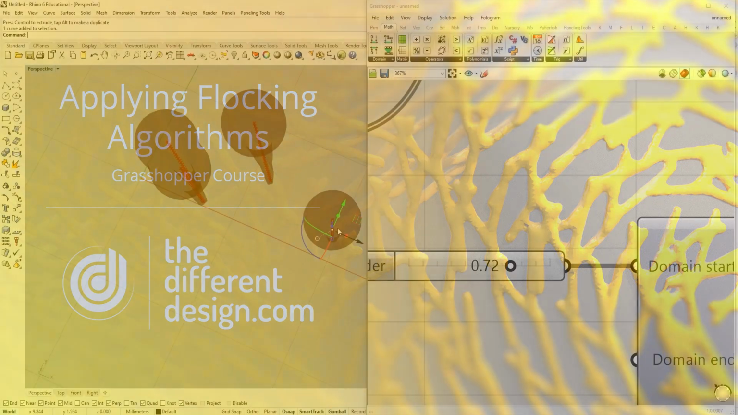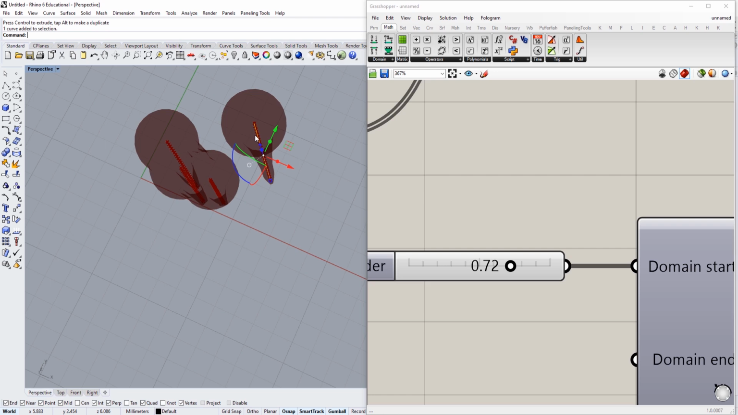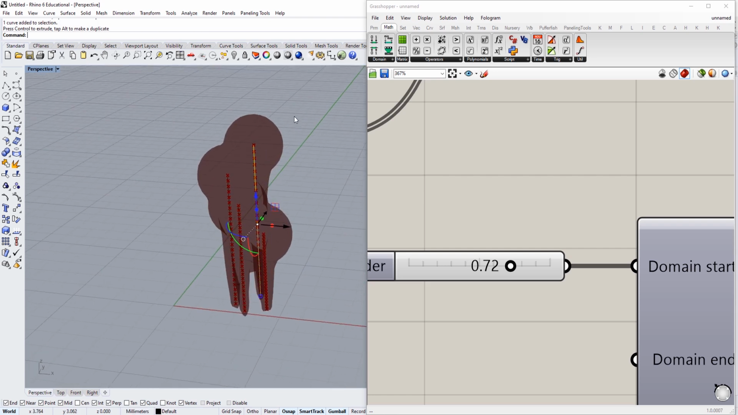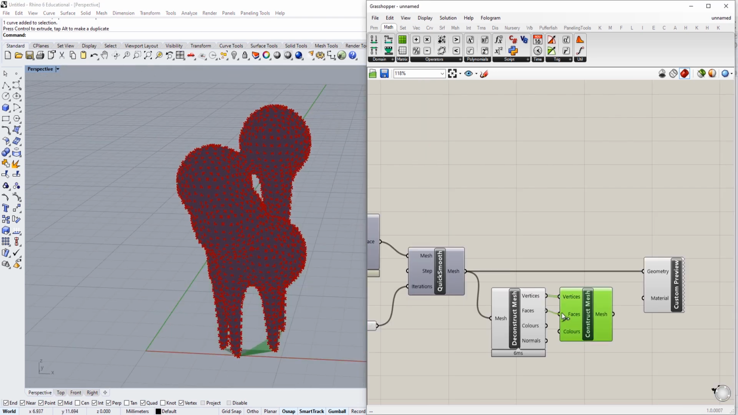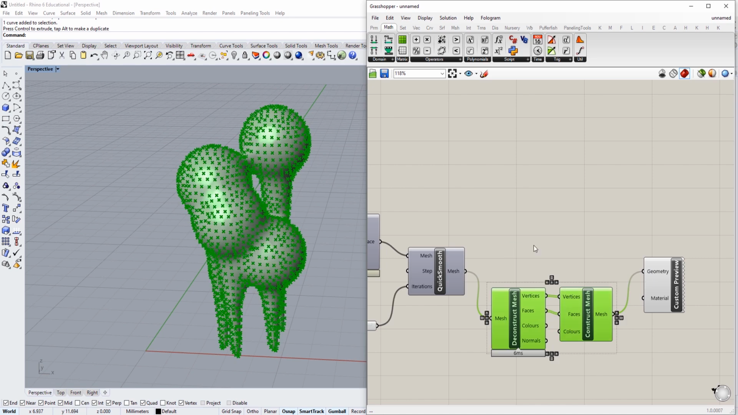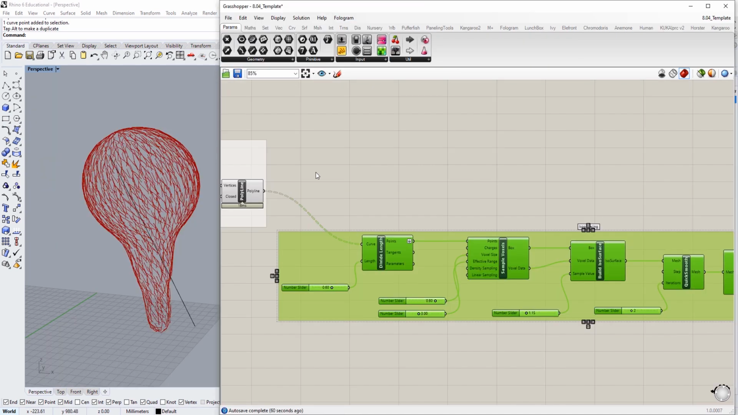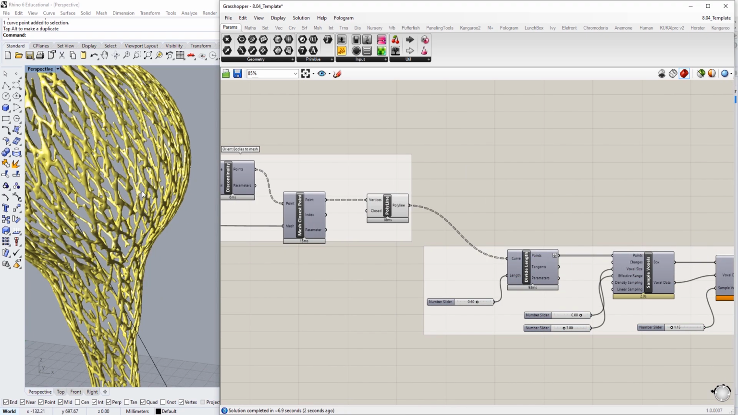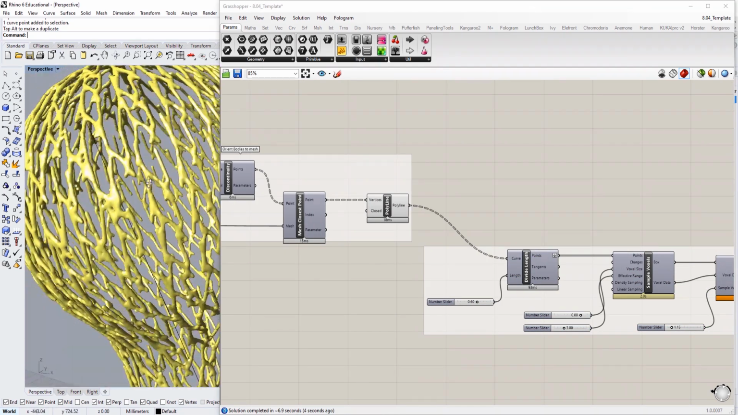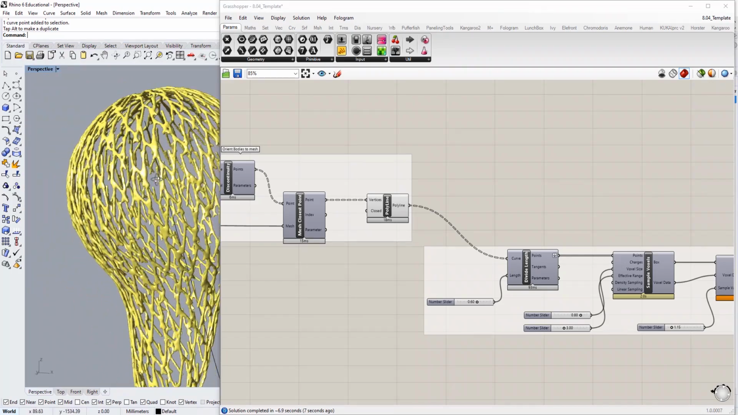In this course, we will apply the flocking algorithms explored in the previous course to a design project. We will create a simplified version of what is commonly known as an agent body algorithm to create an intricate lattice structure over the top of geometric forms. The agent body algorithm will use our flocking behaviours to generate patterns on our form.